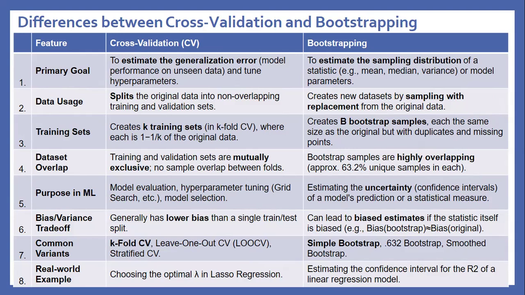Common variants: in cross-validation, k-fold CV, leave-one-out cross-validation, stratified cross-validation. In bootstrapping, simple bootstrap, .632 bootstrap, smoothed bootstrap. Real world example: cross-validation, choosing the optimal lambda in lasso regression. Bootstrapping, estimating the confidence interval for the R2 of a linear regression model.